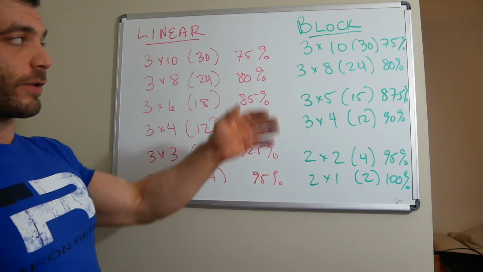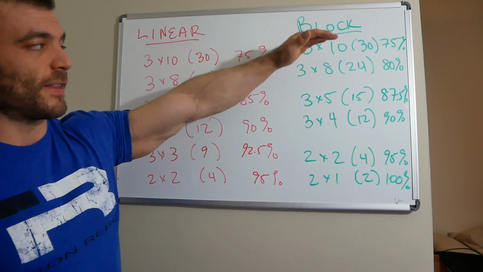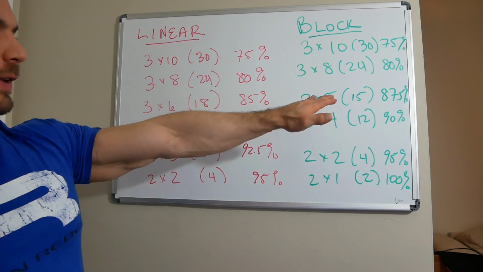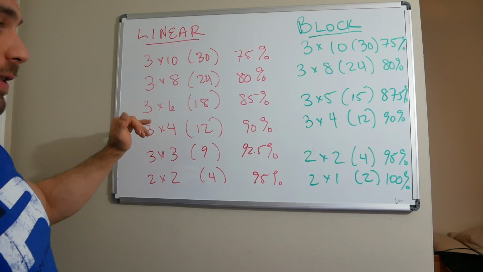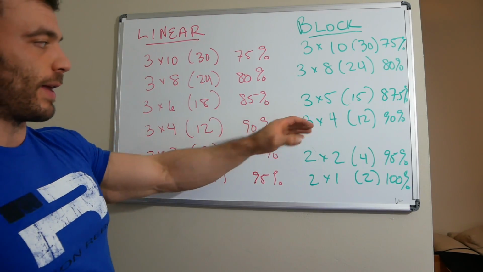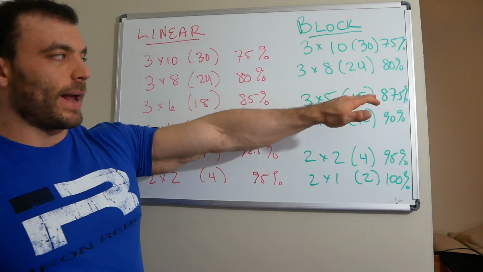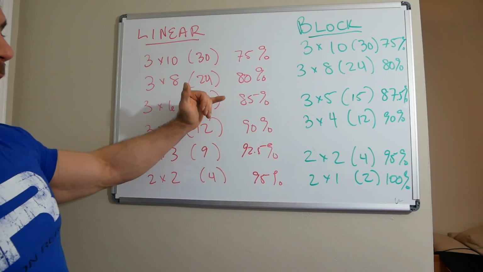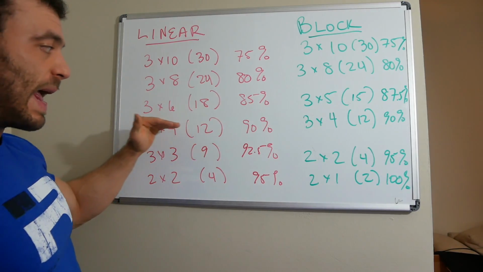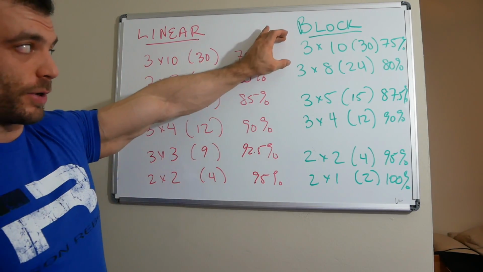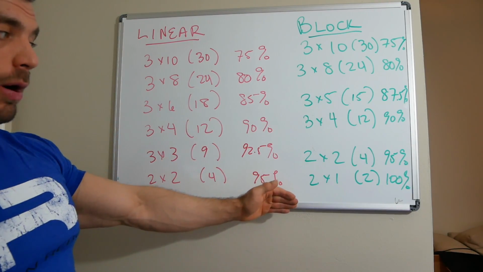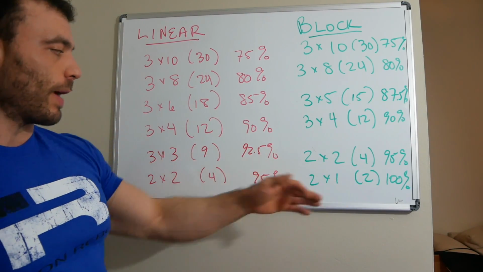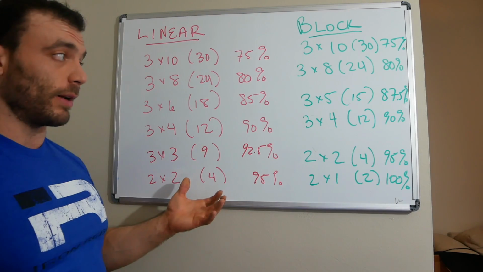On the right side, we start out at 30 and then 24, so this is the same. But then we jump down to 15, right? We're doing 3 sets of 5 instead of 3 sets of 6, and then our 12 is the same. But we go from 80 to 87.5, right? So that's a bigger jump over here, and then we end up at the same 90. This is the strength phase, hypertrophy phase, strength. And then in power, we have 4 reps and 2 reps compared to 9 and 4. That's a pretty big difference.